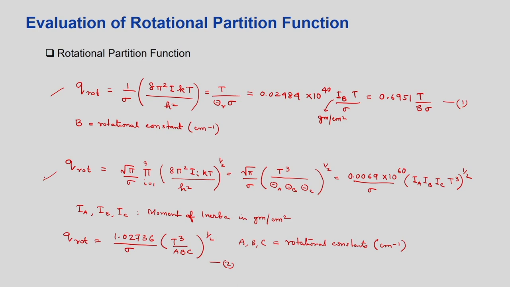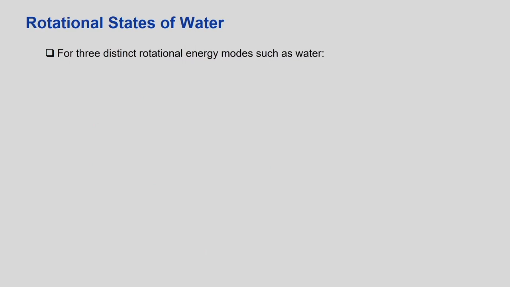So if I know the rotational constants A, B, C across the 3 axes, then I can compute the rotational partition function for such a molecule. We will see how these rotational constants are obtained. If I choose to do it for water, I make one axis here. Let us suppose this is oxygen, and these are hydrogen. So it can rotate in this direction, on this axis.